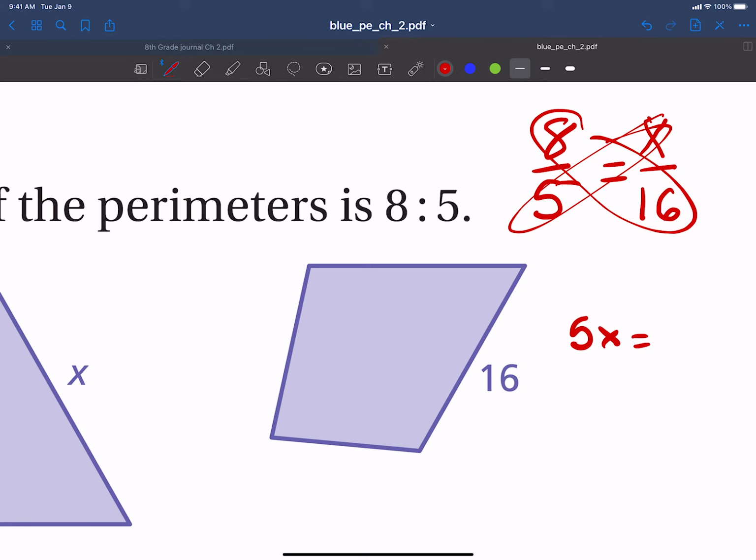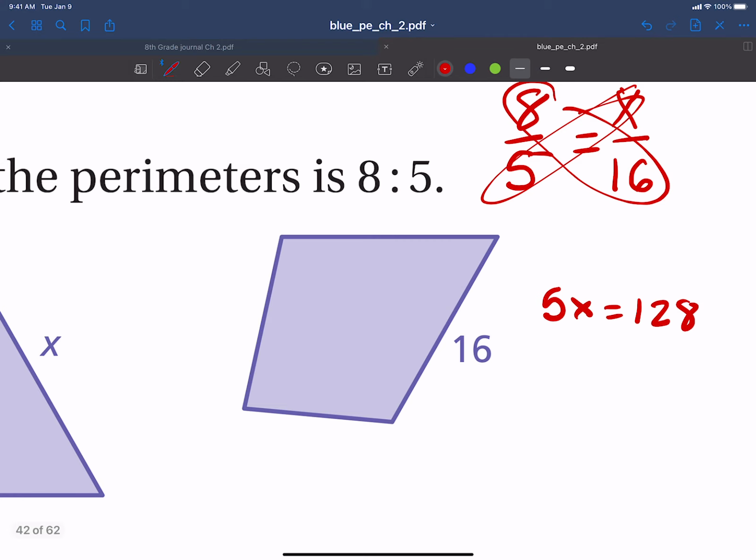Wyatt, we need your super mental math. 126. Oh, you were so close. Oh, 128. How do I solve for x now? Divide by 5. X equals 25.6. Now look at that.